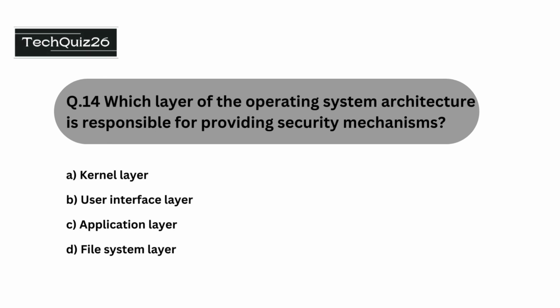Question number 14 is, which layer of the operating system architecture is responsible for providing security mechanisms? The options are kernel layer, user interface layer, application layer, file system layer. The correct option is kernel layer.